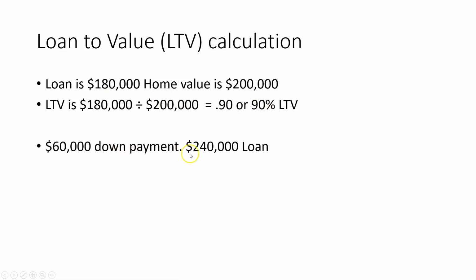How about this? We have a $240,000 loan with a $60,000 down payment. They don't give us the home value, but we can obviously see that it's those two added together, 300,000. The loan is 240,000, so we divide that out and we get 0.8 loan to value. This is one of the simpler calculations we have in the math.